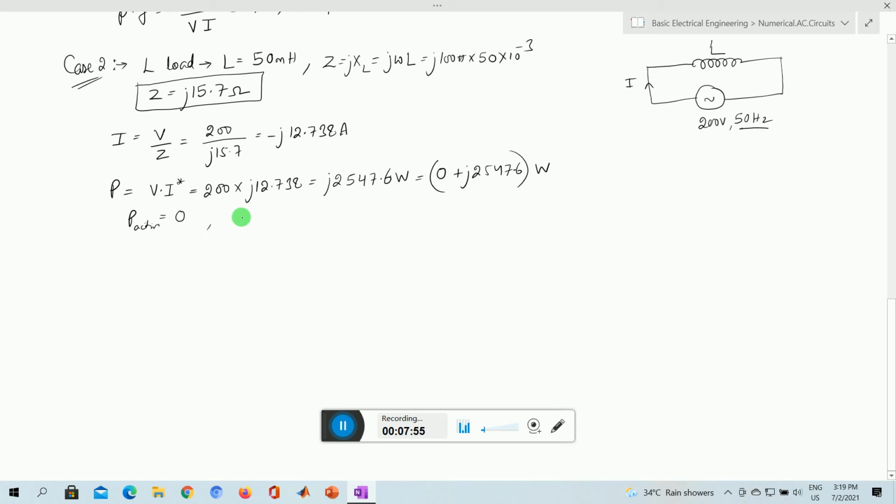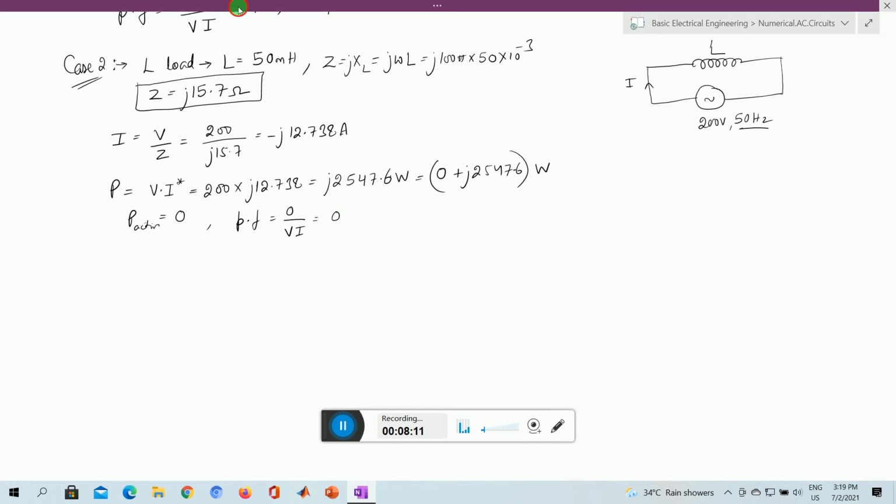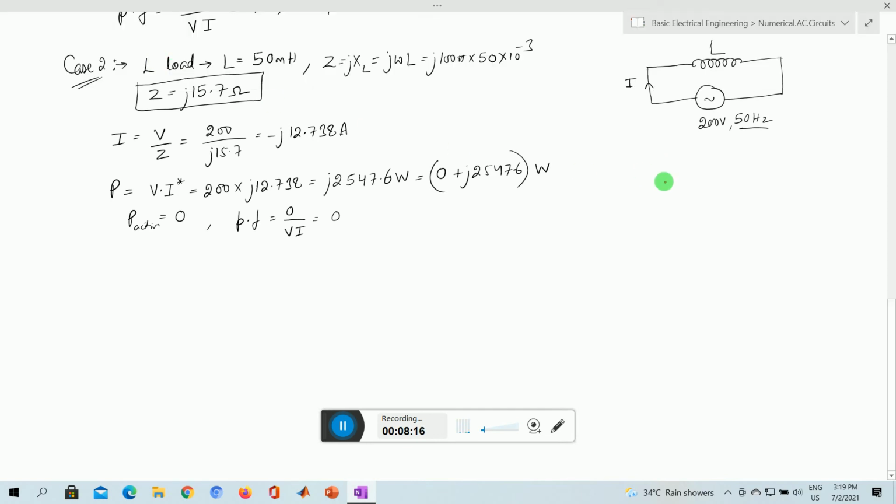So obviously the power factor will be the power dissipated, 0, divided by VI. This term will be equal to 0. So power factor is 0. So if we want to draw the phasor diagram, as told, you can take the current on the x-axis as the reference axis.